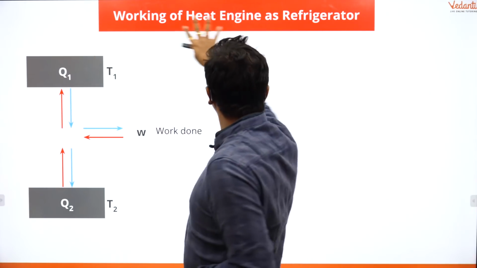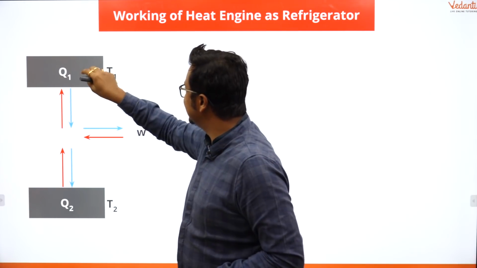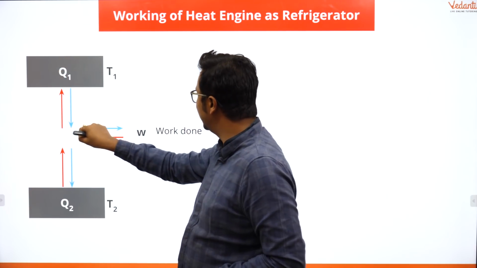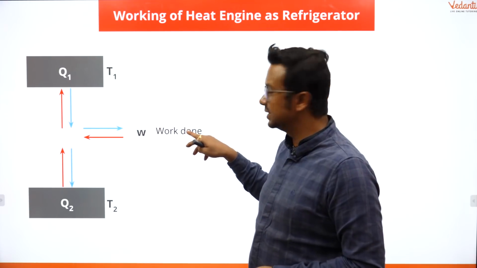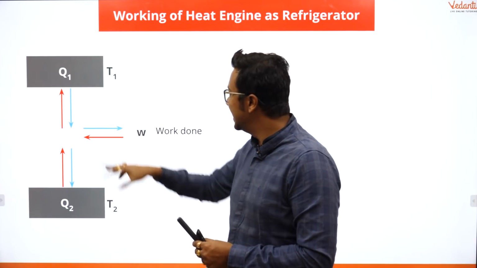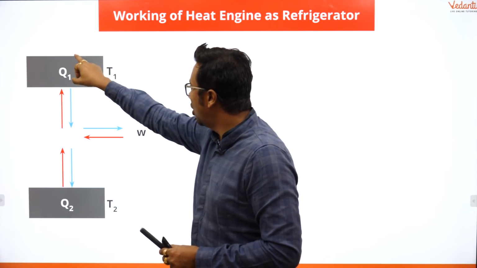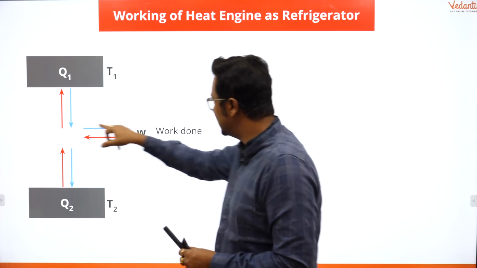So natural working of the heat engine में क्या होता है? There is hot reservoir, we are extracting Q1 amount of heat. It is giving us, this blue line is heat engine. All right, the red line is refrigerator. Just observe it. It is exactly the reverse. Hot reservoir, work done, this.